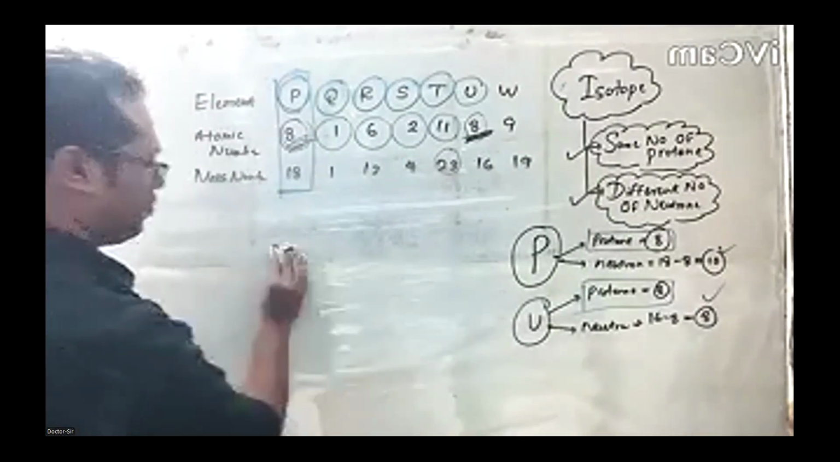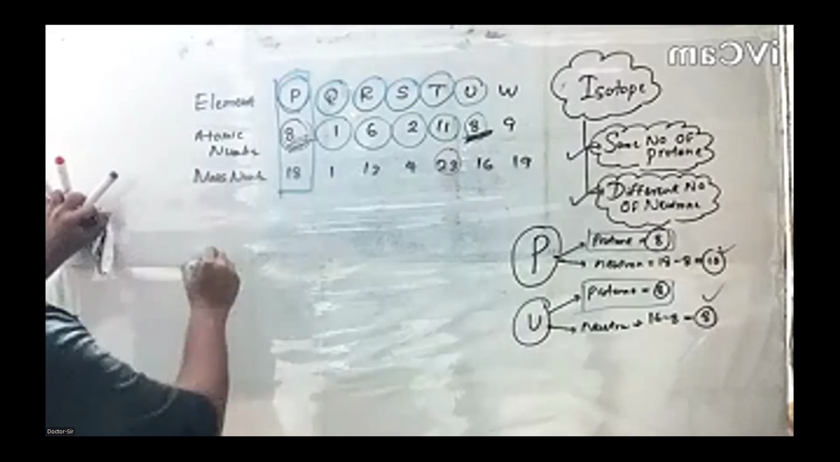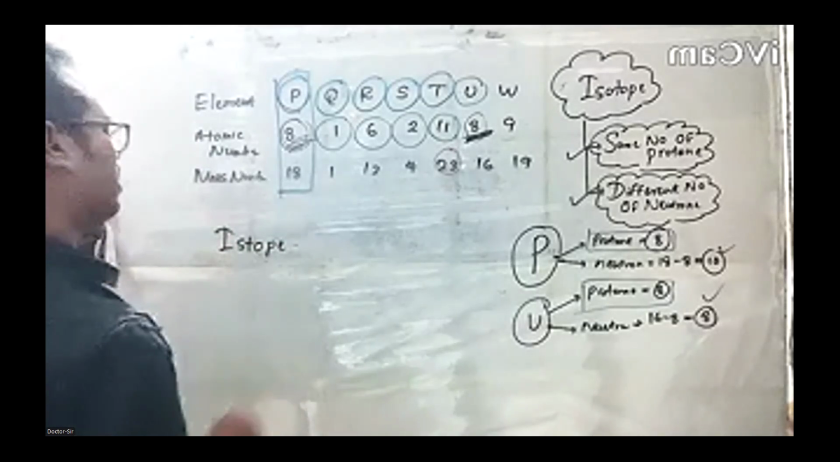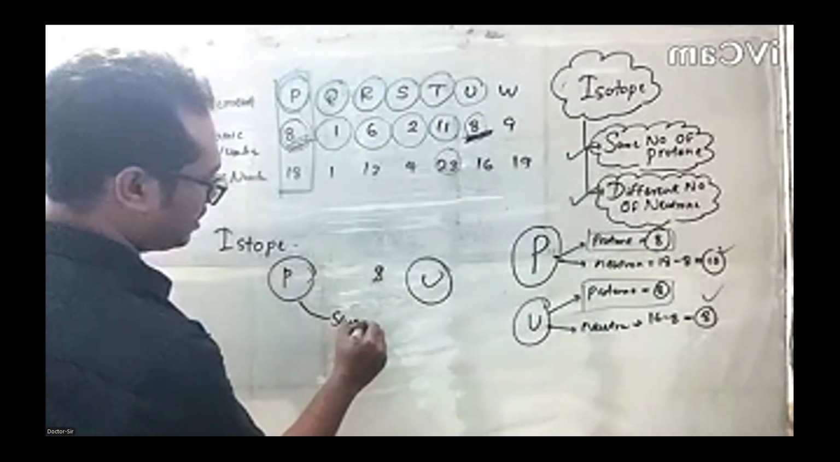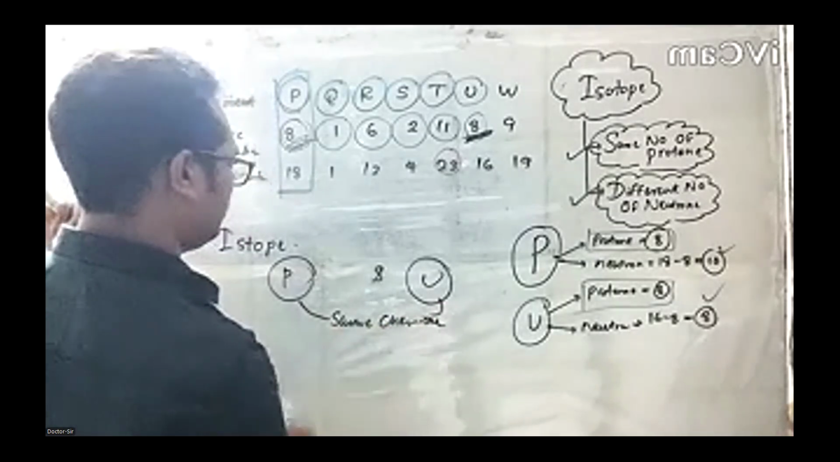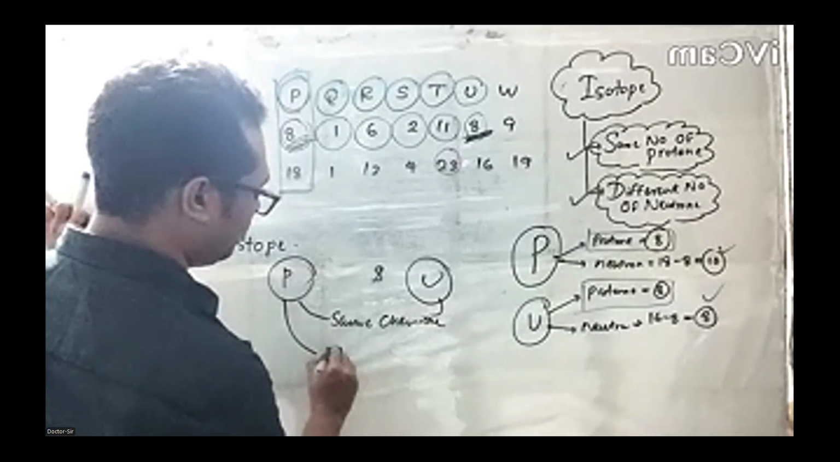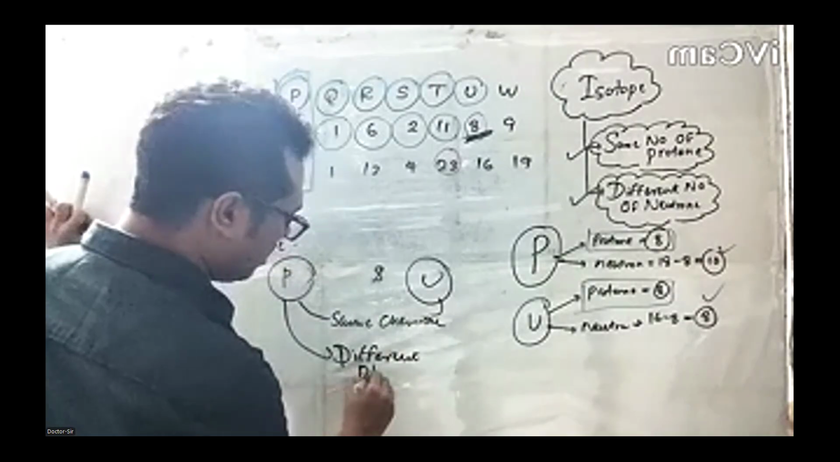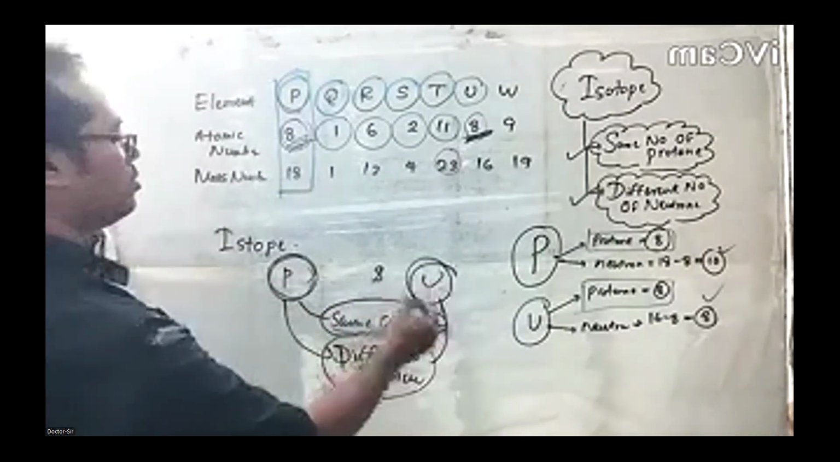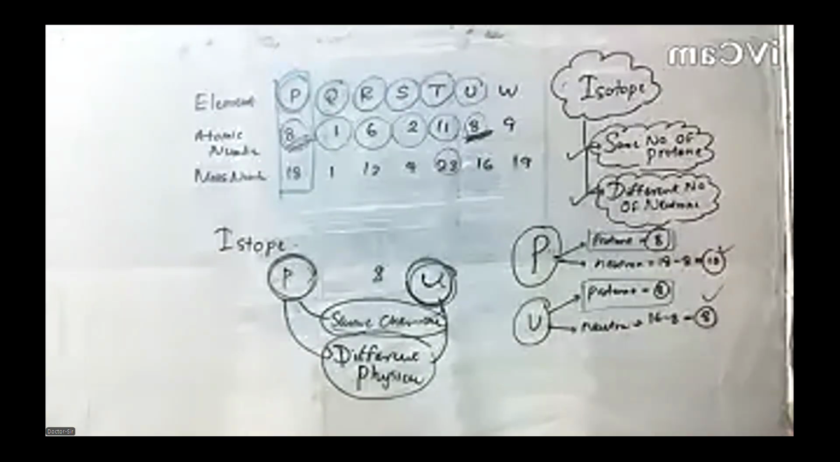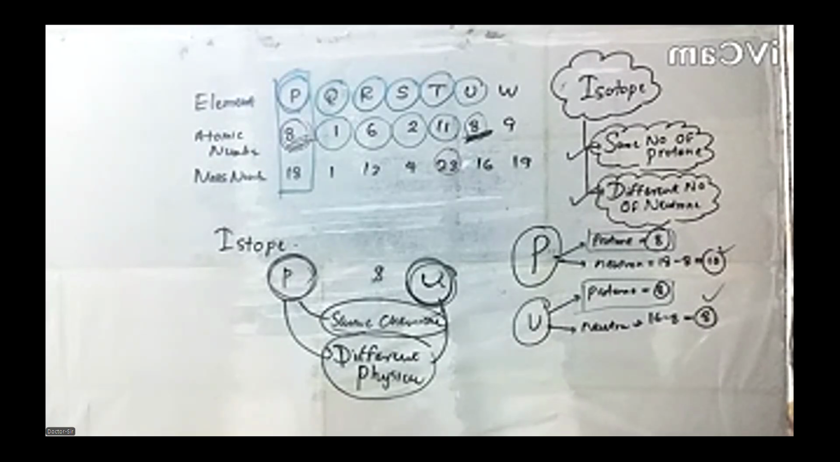Okay, we'll see. Isotopes. So we consider here P and U, right? Always this P and U have the same chemical properties, but they have different physical properties. Physically they are different. So what are the same chemical properties that both P and U have? That's the thing I am asking here, repeatedly. So put your answers into the chat box. I will explain now. You should have the ability to tell the answers.